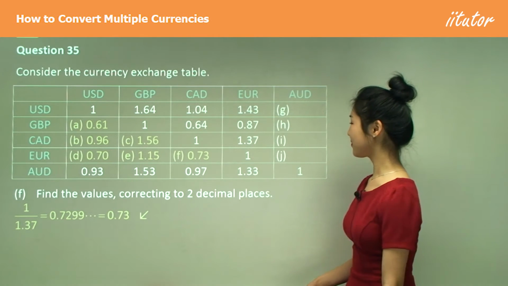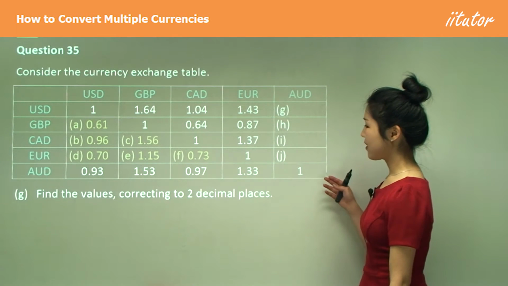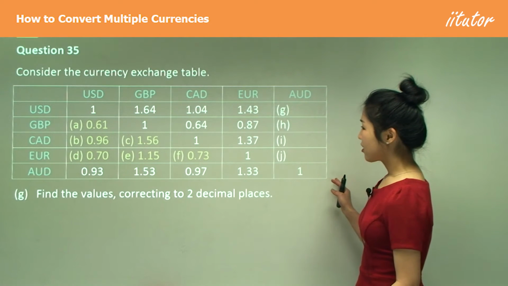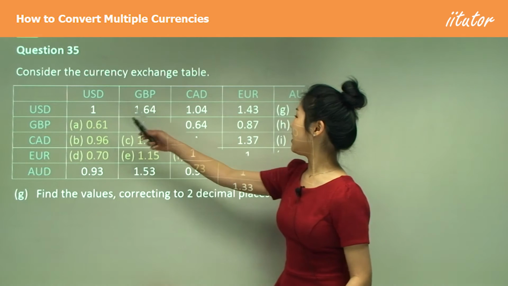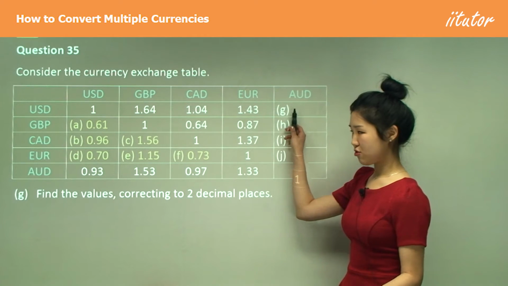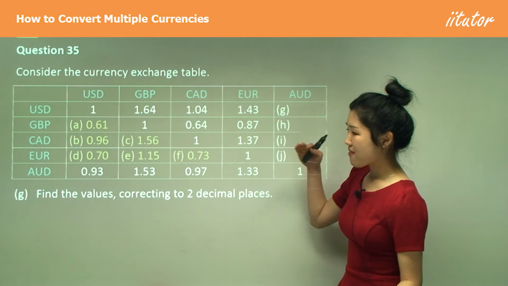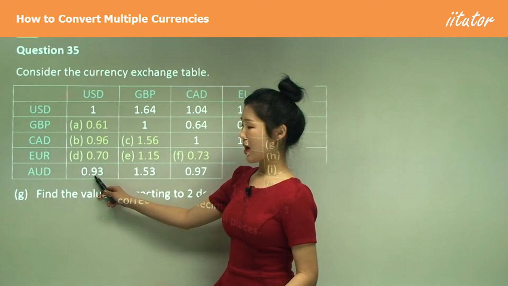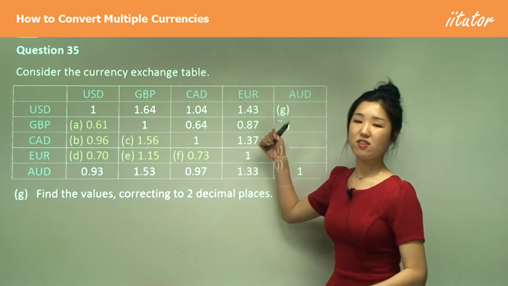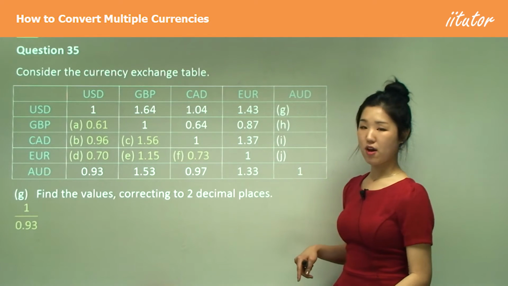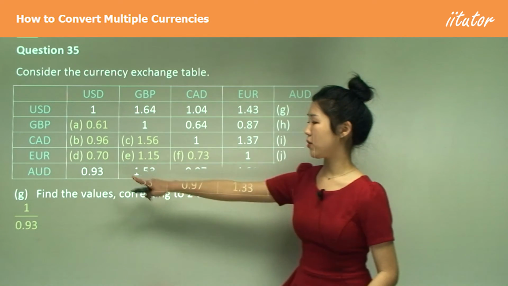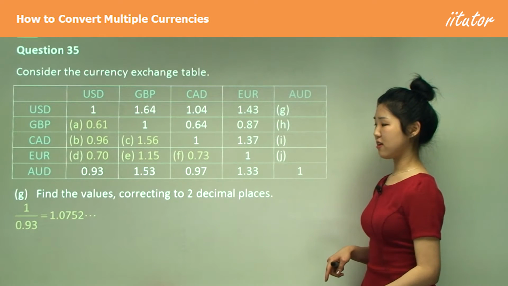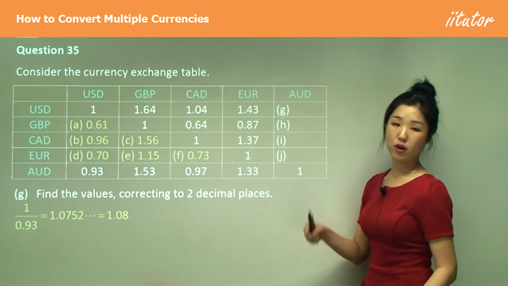Easy stuff. Now we just got a little bit more to go. Let's do G. And I think you guys can try the rest. Have a go if you can, because we want to know now USD to AUD, which is Australian. So do we have AUD to USD? AUD to USD, we have 0.93. So again, it's the opposite, which means we need to do the inverse. So 1 over the 0.93, plug it in your calculator and correct it to 2 decimal places. So it should be 1.08.